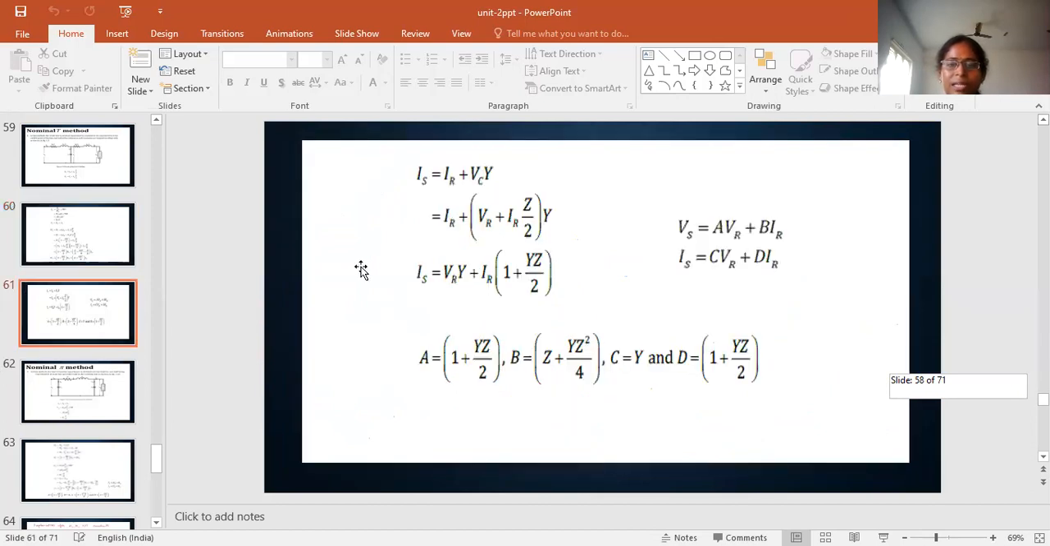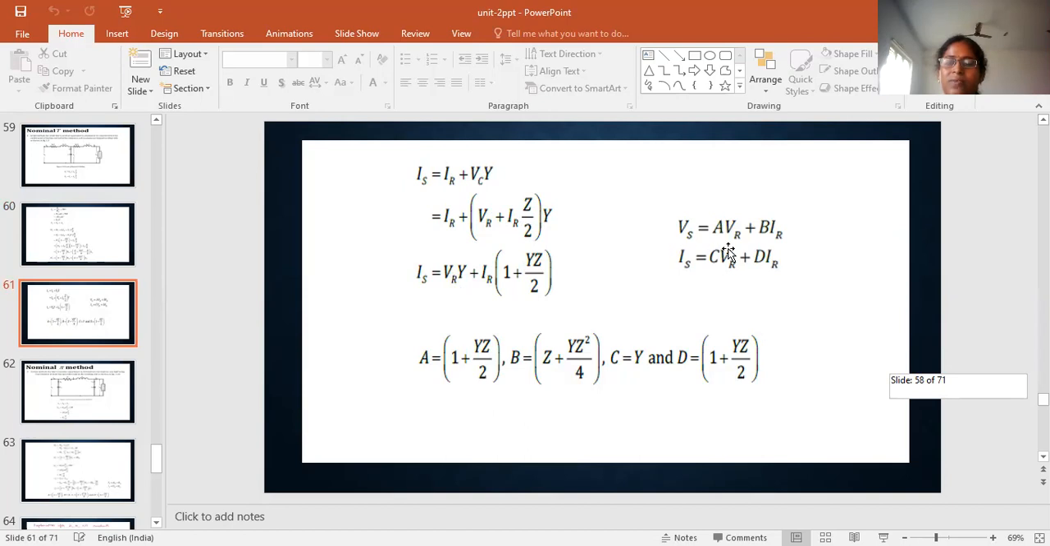Okay. And similarly, Is equal to IR plus Vc into Y. So IR plus IC, in place of IC we can substitute VC into Y. So IR plus VR plus IR into Z by 2, in place of VC we can substitute the value VR plus IR into Z by 2, and then Is equal to VR into Y plus, so common with VR terms and IR terms, only a single term is there, VR into Y. So again write here plus IR into 1 plus YZ by 2.